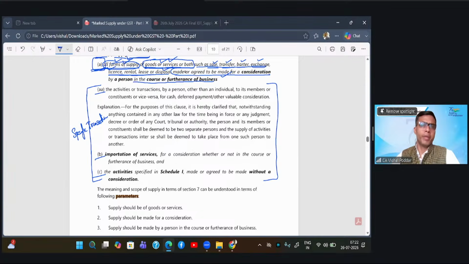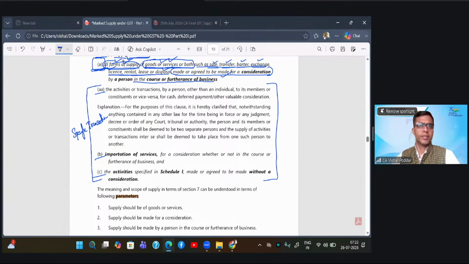Is this supply made or agreed to be made for a consideration? Now, in case of laptop, in case of mobile handset, you have done it for a consideration. But in case of our coaching, if we are providing the coaching free, then this will not apply. If we are providing the coaching for some consideration, then again the coaching that we are providing will become supply.